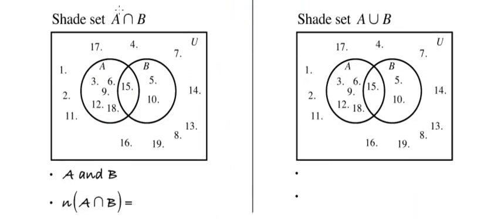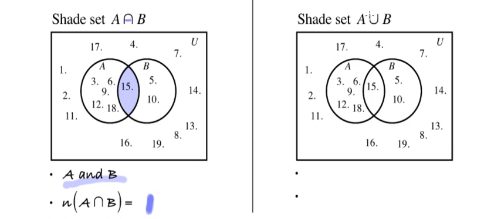Okay, now, A intersection B. Remember, when you see that symbol, think of it like an A for and. That means they want the numbers that are in set A and in set B. Well, that's a pretty small group. It's just this. That's the only area that's inside set A and in set B at the same time. So that's A and B, if you write it in English. And the number of members in it, just one. The number 15 is the only number that's in our universal that's divisible by 3 and by 5.